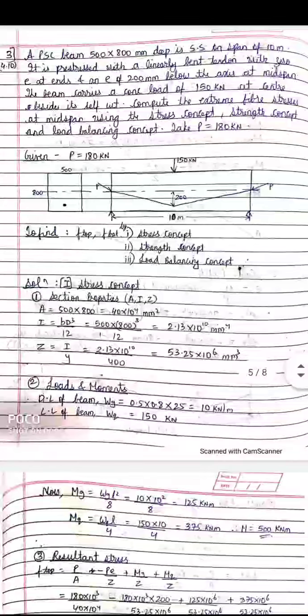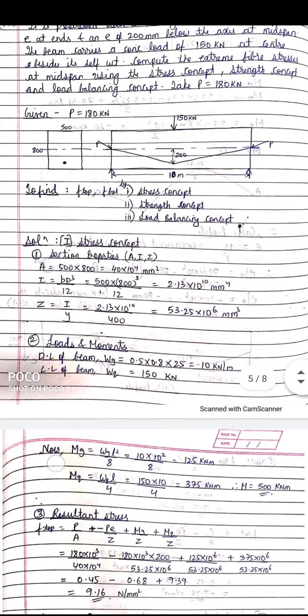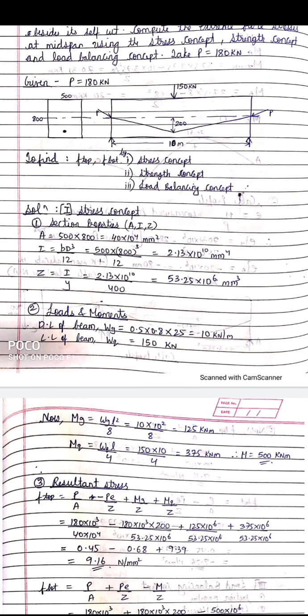The first step is we'll solve by stress concept. So first we'll find out the section properties, that is area, moment of inertia, and section modulus. This we have already seen. In the second step we'll find out the loads and bending moment. So dead load of the beam is given by sectional dimension into the density, which comes out to be 10, and live load of the beam is 150 kilonewton.